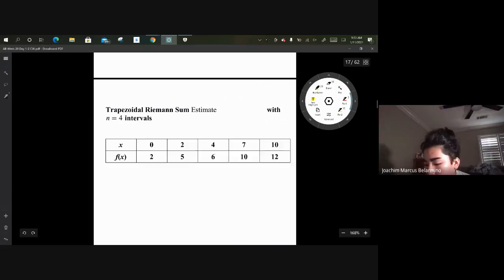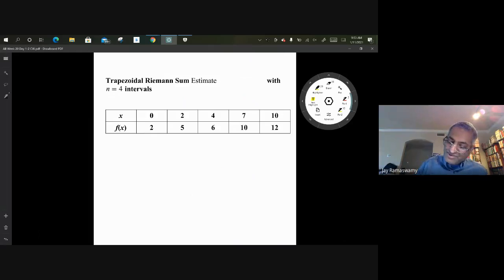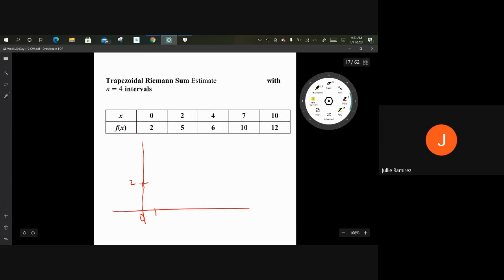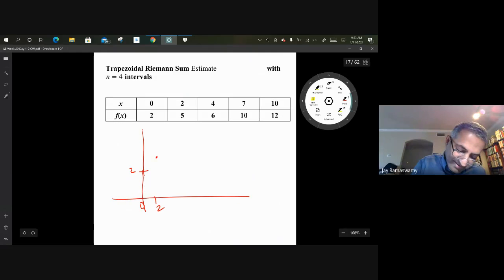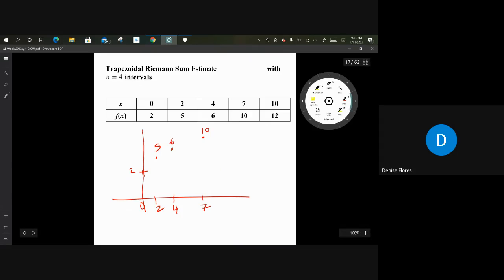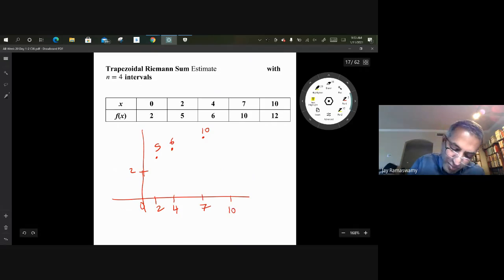Okay. Now we're doing trapezoidal Riemann sum. So I want you to roughly sketch this figure. This trapezoid is a little weird. As before, at 0, I'm at 2. At 2, I'm at 5. At 4, I'm at 6. It's not drawn to scale. I'm just drawing roughly, then I exaggerate it. At 7, I'm at 10. And finally, at 10, I'm at 12. Say that's your figure.